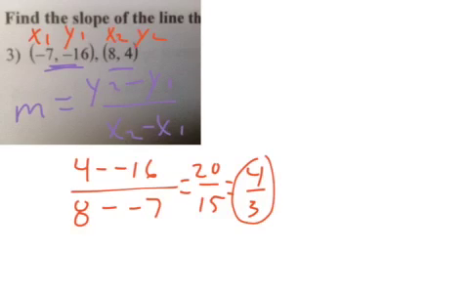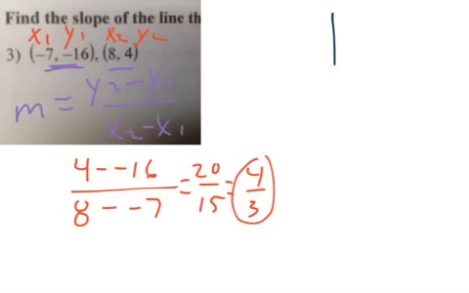Okay, so plugging in the formula, y2 is 4, minus y1, be careful with your negatives, x2 is 8, minus x1 is negative 7. Again, be careful with your negatives. This is kind of weird because we have a lot of negatives that we're minusing. But anytime we minus a negative, that's a plus. So hopefully you agree I get 20 over 15, which reduces, dividing by 5, to 4/3.